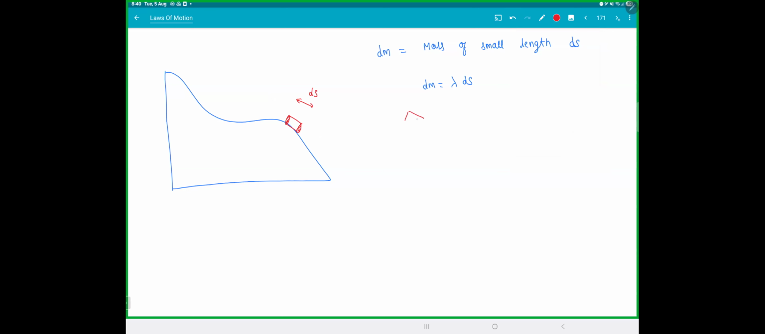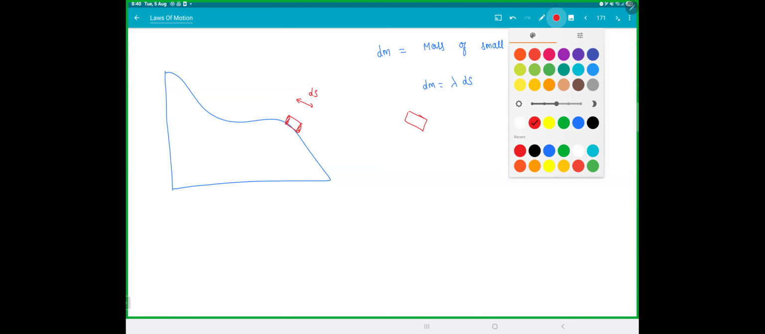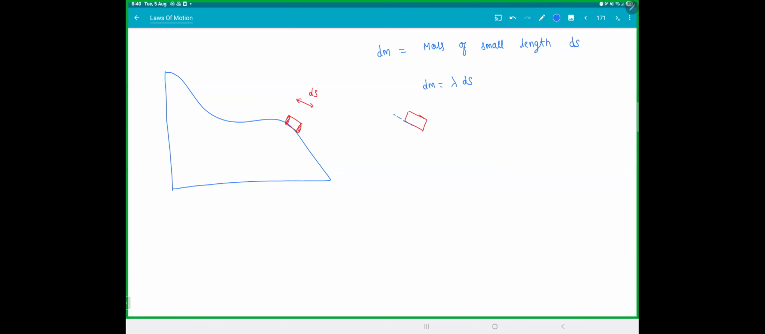So on that small piece there, if I treat it like an FBD here, the forces will be tension T. Tension will be T plus dT. So the upper string is pulling with a different tension, the lower string is pulling with a different tension. This will be dm g cos theta. Remember here, theta is variable. Theta is changing at every instant.